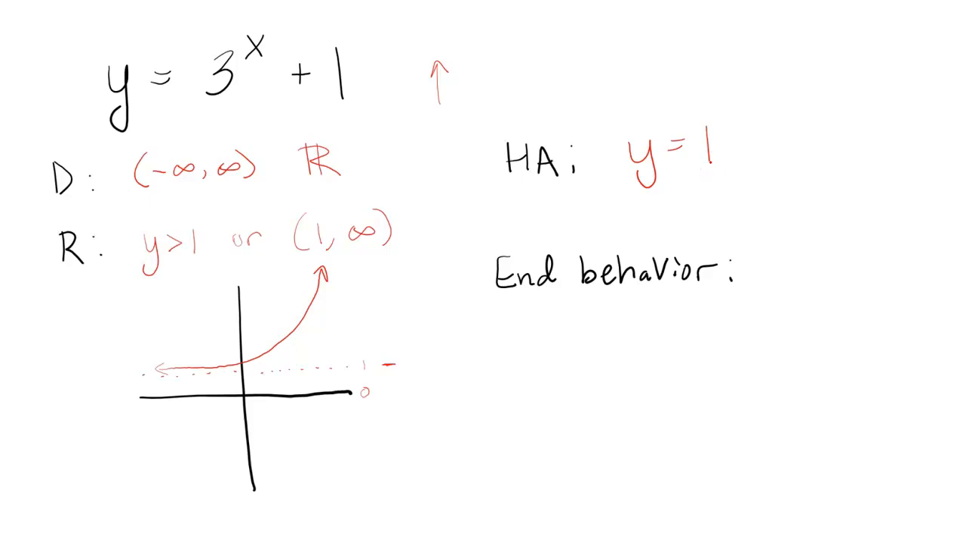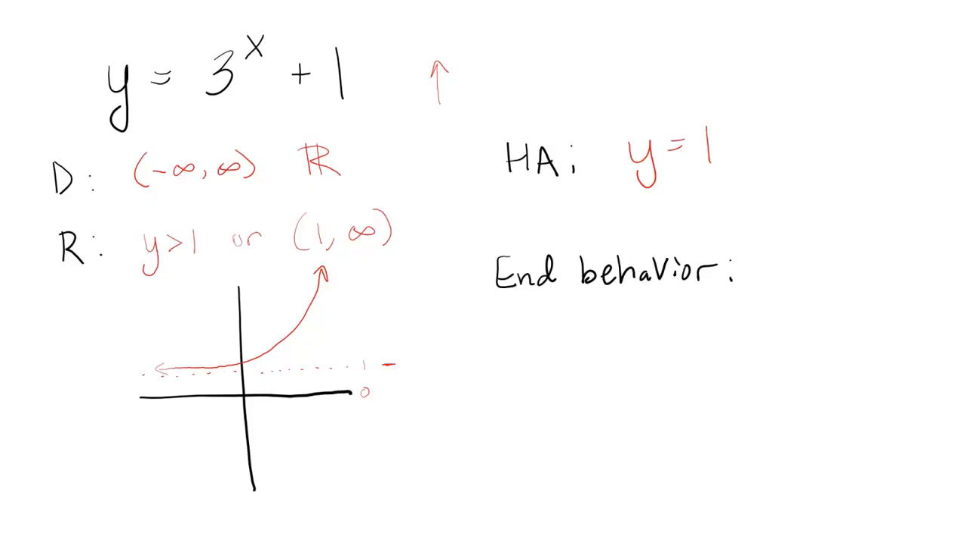My horizontal asymptote is always going to match that vertical shift. It's always going to match that range. These numbers should be the same. If I don't have a vertical shift, then it's going to stay at 0.